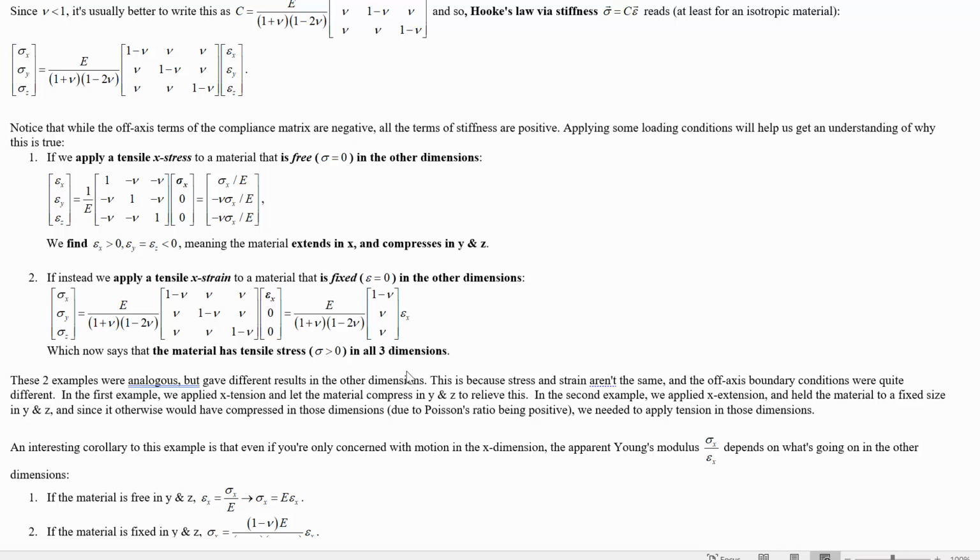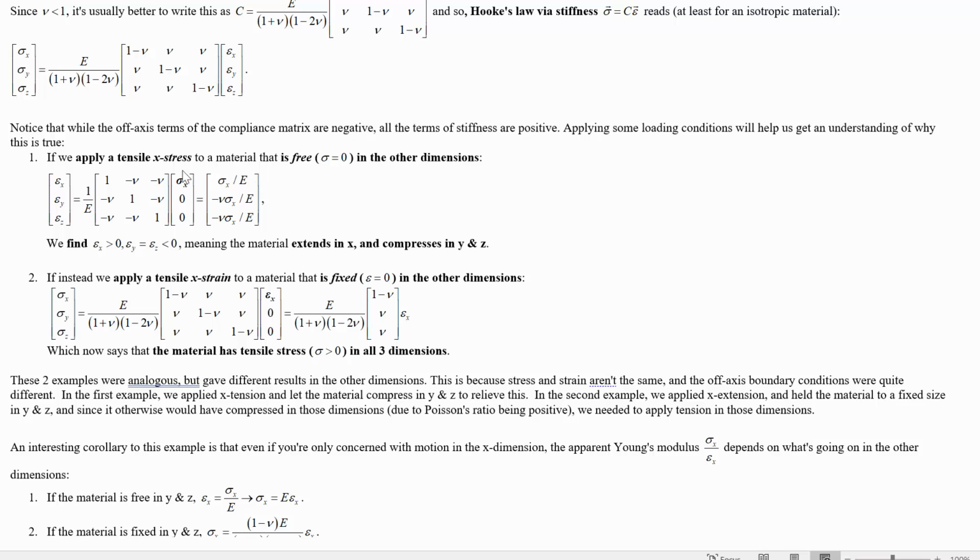Something else showed up as a result of this example that you might not have expected. All we've changed is what we're doing to it in Y and Z. In this example, we say totally free in Y and Z, do what you want, beam. In this example, we say, no, hold still in Y and Z, you're not allowed to move. And if you look closely, the relationship between the X stress and strain is not the same in each case.